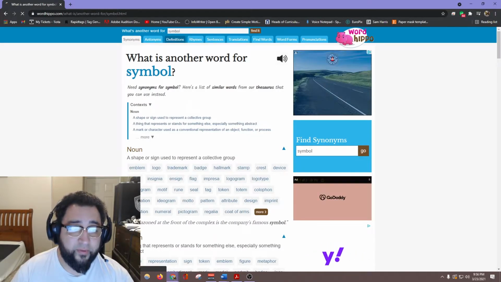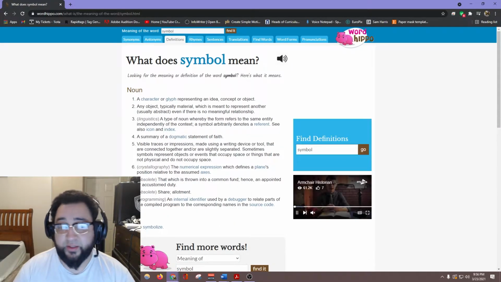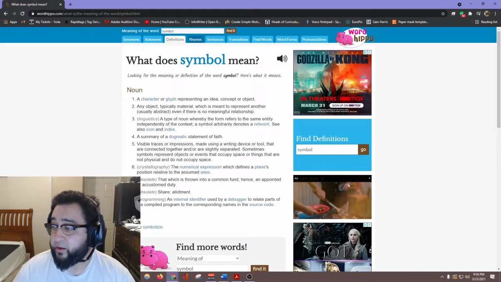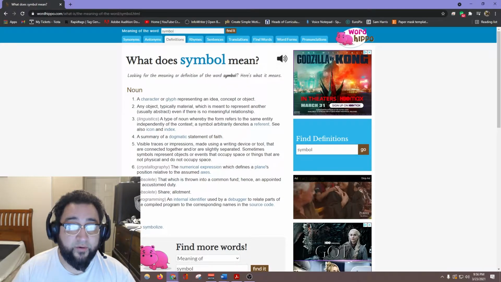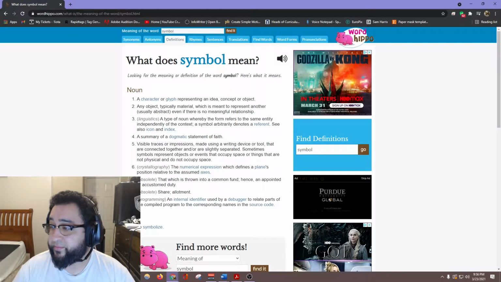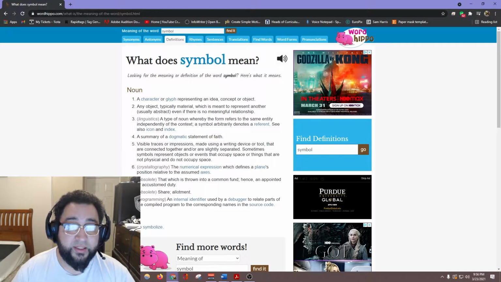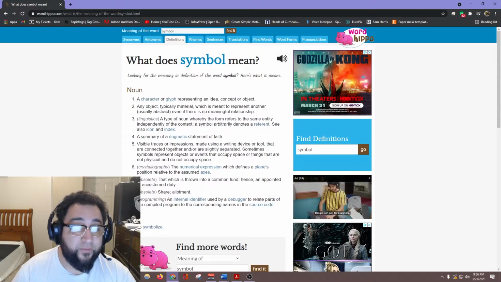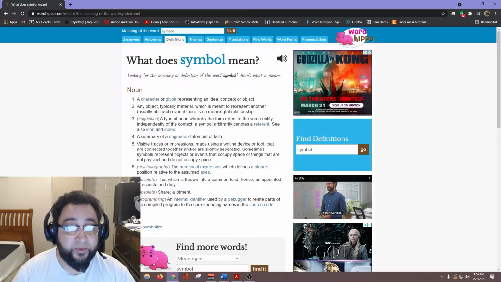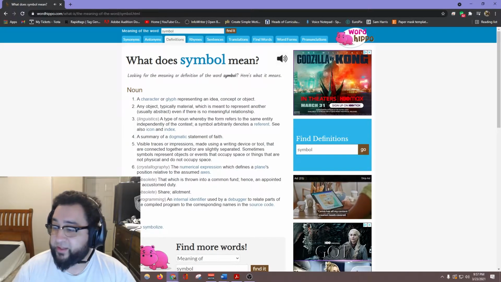So, symbol. The first thing you want to go to is the definitions. Up here are tabs, and the first tab has the definition. So, what does symbol mean? Looking for the meaning or definition of the word symbol, here's what it means. And you just go ahead and click this button, symbol, and it reads it out for you.